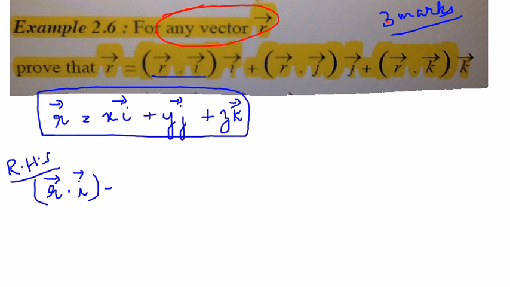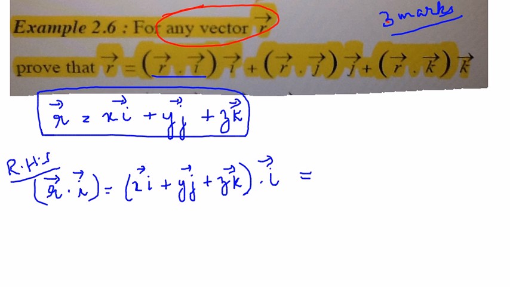So this will be nothing but r, which we assumed to be xi plus yj plus zk. Now I have to multiply it with i vector. Whenever we are doing the scalar dot product of two vectors, you know that only the like vectors will multiply. That is, you can multiply only i and i. So here it is x into 1, so it would just be x. There is no j vector here, or no k vector here, so the rest will be 0. So the value is just x.